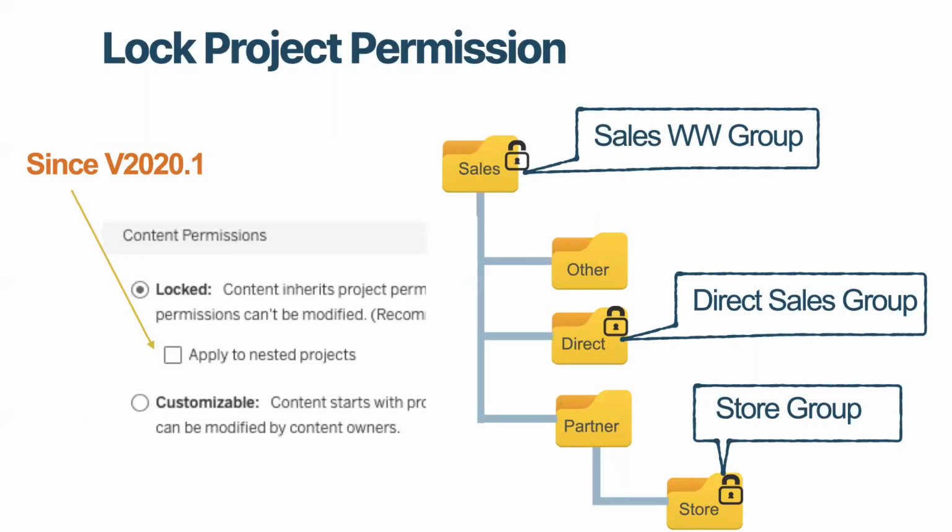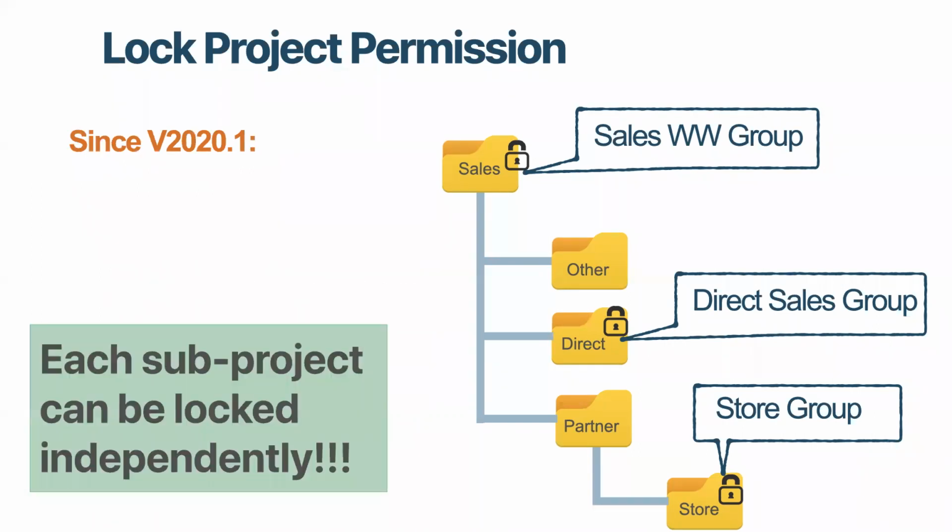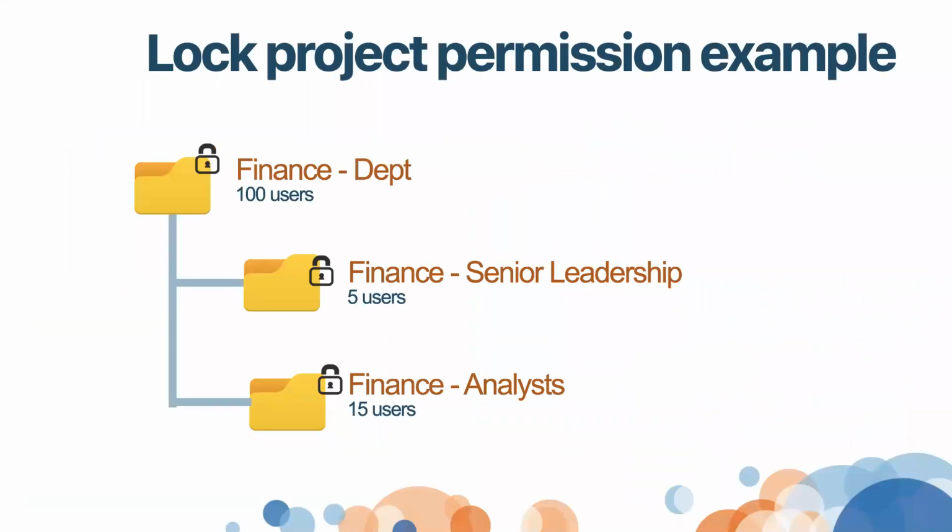With the option to apply to nested projects or not, you can lock each subproject differently, with different permissions. One more example: you have Finance at the top level, and you have two other Finance subprojects. You can lock it all, but with very different permissions. The Finance department, you give to 100 users. The Finance senior leadership project, only 5 users have access. And the Finance analysis project, 15 users have access. You lock it, but each folder has different locking.